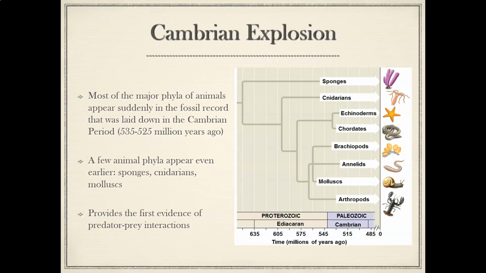So all of these major phyla start showing up. A few of them would have shown up, and do show up a little earlier in the fossil record, things like your sponges, your cnidarians, your mollusks. But the vast majority of the organisms and the classification scheme that we have set up didn't really show up until here. This is also where we first start seeing evidence of predator-prey interactions within the fossil record itself, which is pretty cool.